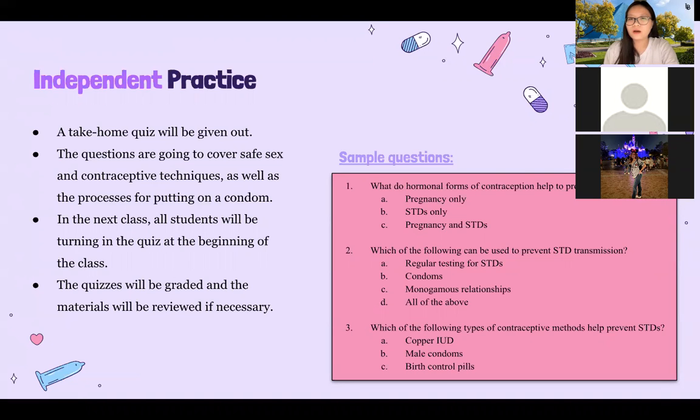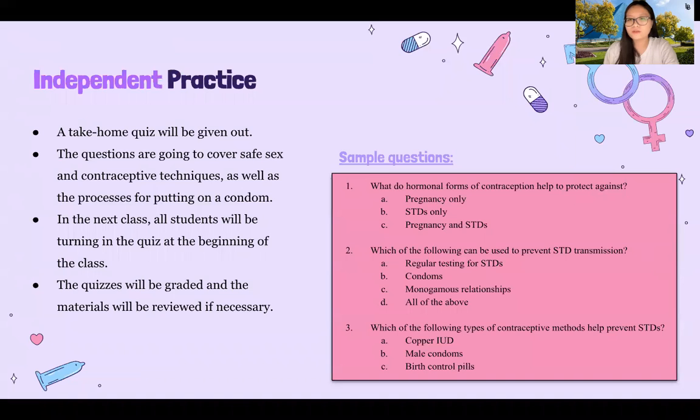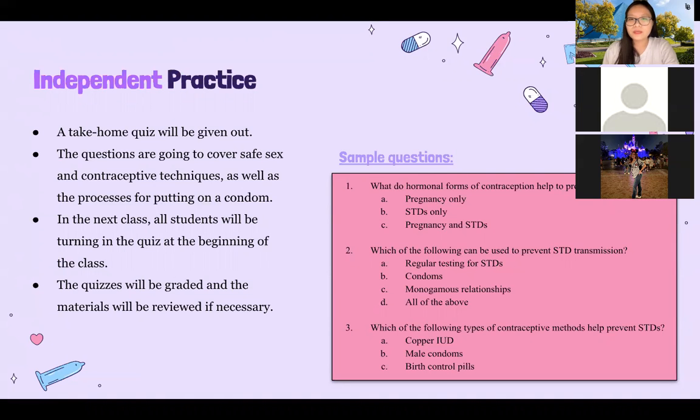And there are some sample questions. The first one could be, what do hormonal forms of contraception help to protect against? Number 2 could be, which of the following can be used to prevent STD transmission? And another question could be, which of the following types of contraceptive methods help prevent STDs?